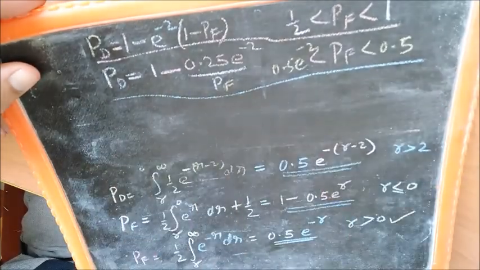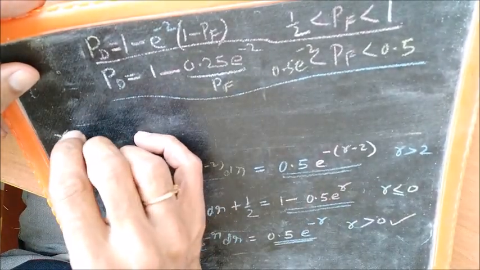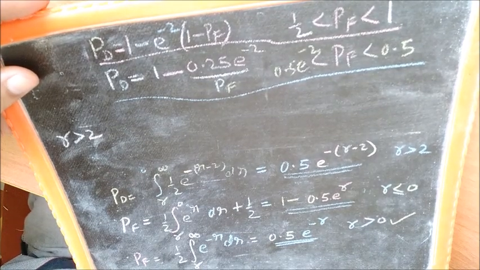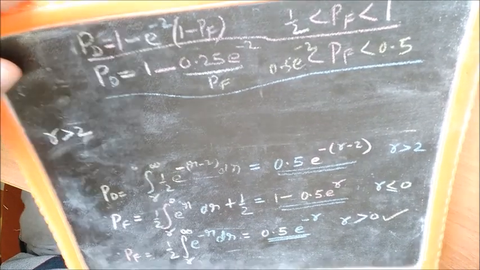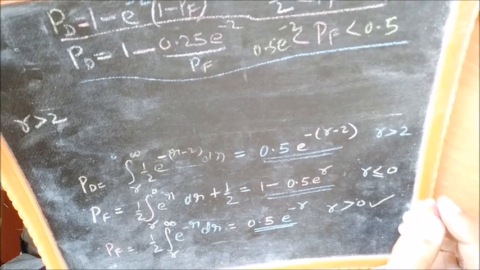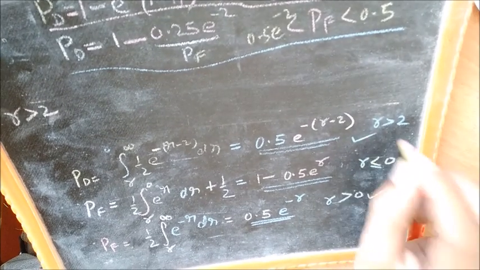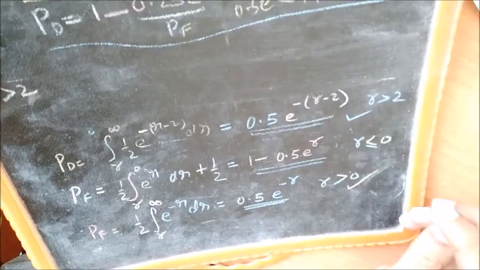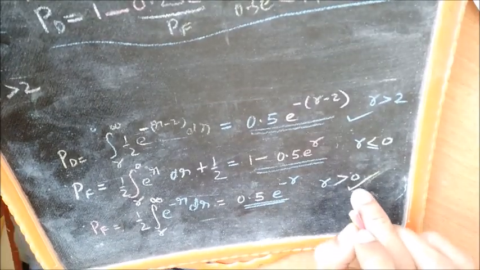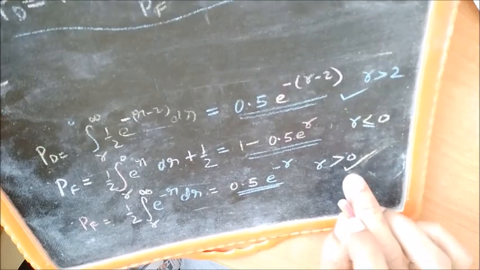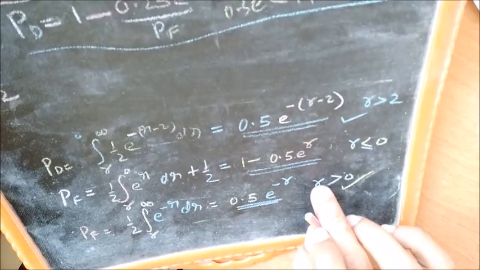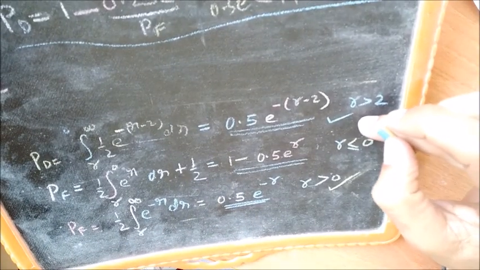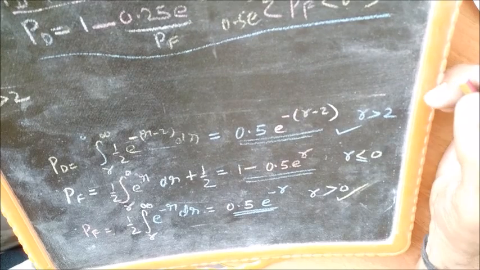And now we consider gamma greater than 2. When gamma is greater than 2, that is the third range that we are considering, we will be using this PD, and the PF will be this. Gamma greater than 2 means gamma is definitely greater than 0. What happens is that this PD will be considered because gamma is greater than 2.